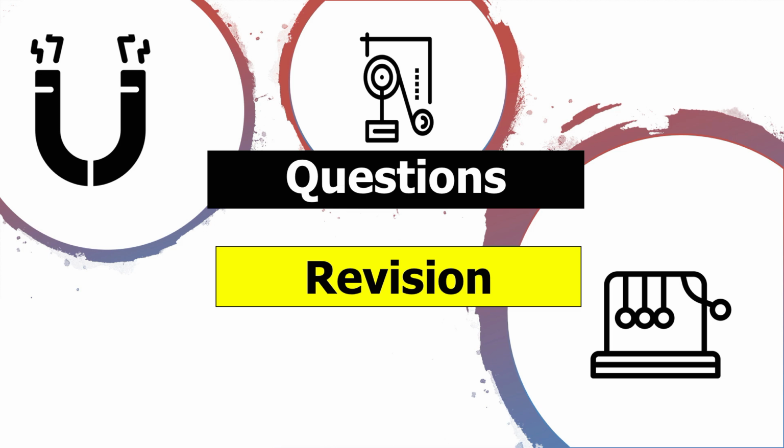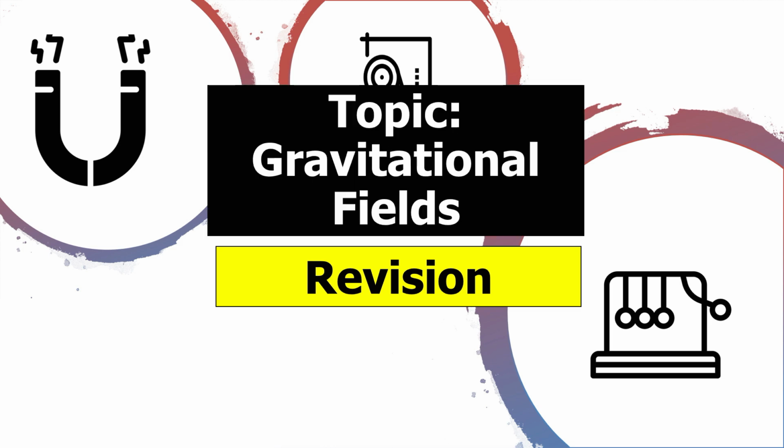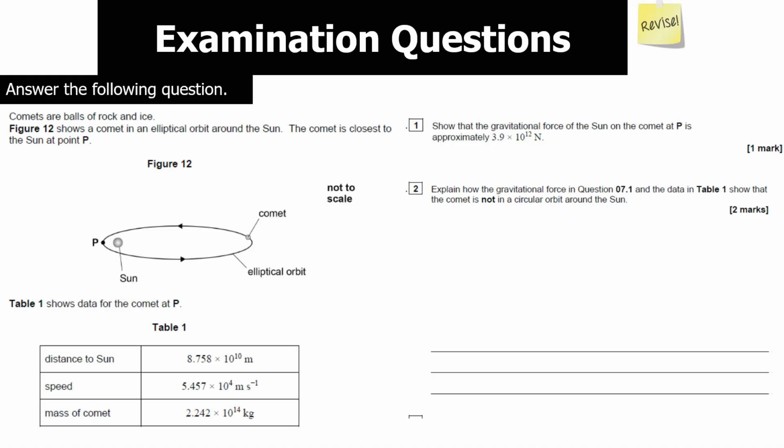So let's now have a look at some questions on physics paper 2. The first topic we're going to look at is gravitational fields. The first question says, comets are balls of rock and ice.